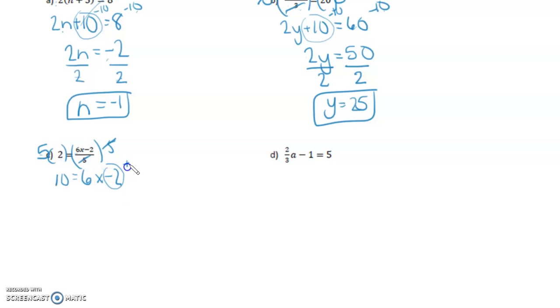So now, to get rid of this negative 2, we plus 2 on both sides. So 10 plus 2 is 12 equals 6x. 6 and x are multiplied, so we're going to divide both sides by 6, and we get x equals 2.